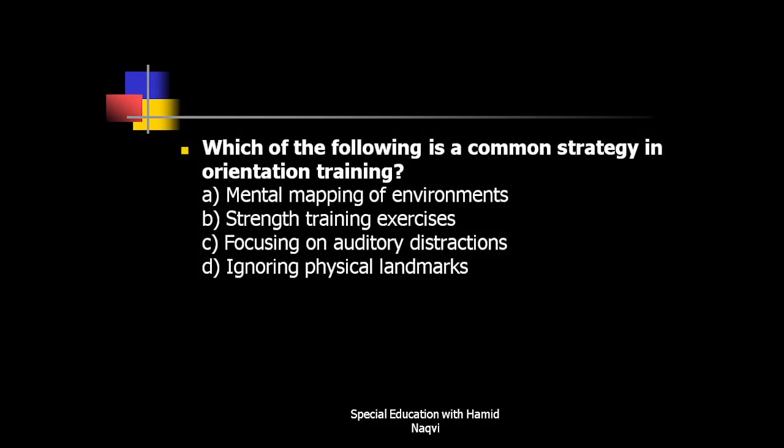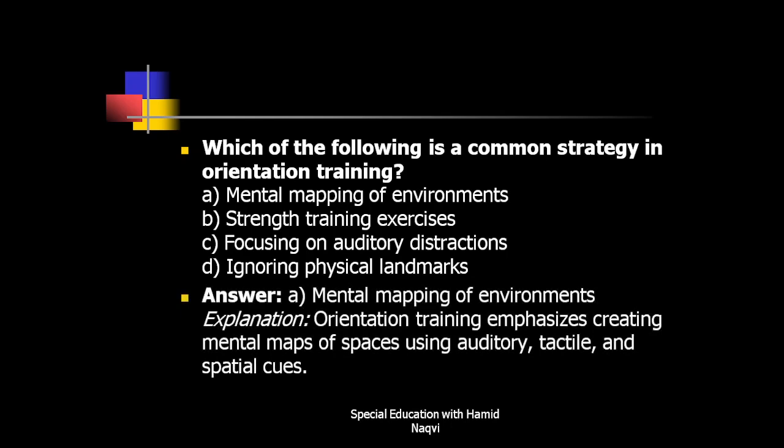Next is which of the following is a common strategy in orientation training? Mental mapping of environments, strength training exercise, focusing on auditory distractions, ignoring physical landmarks. Answer is mental mapping of environments. Orientation training emphasizes creating mental maps of spaces using auditory, tactile, and spatial cues.